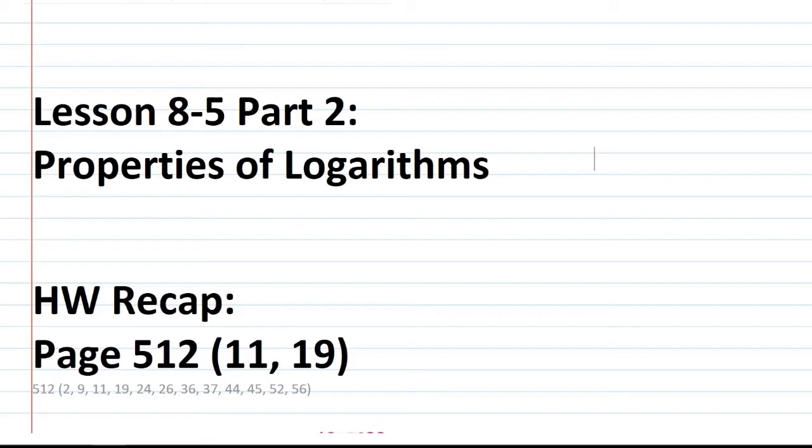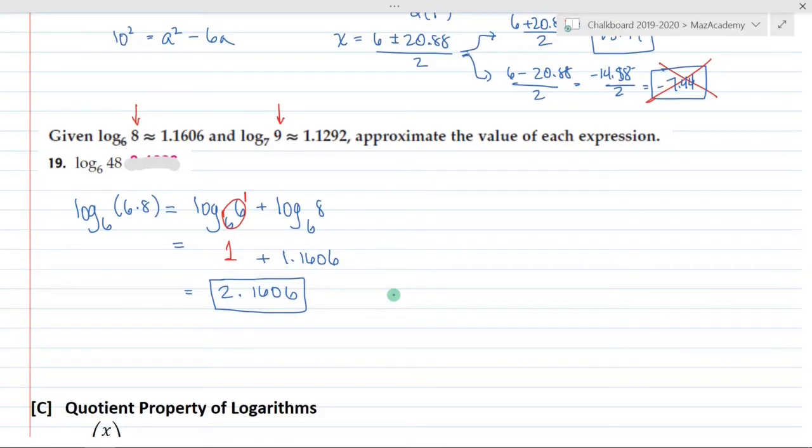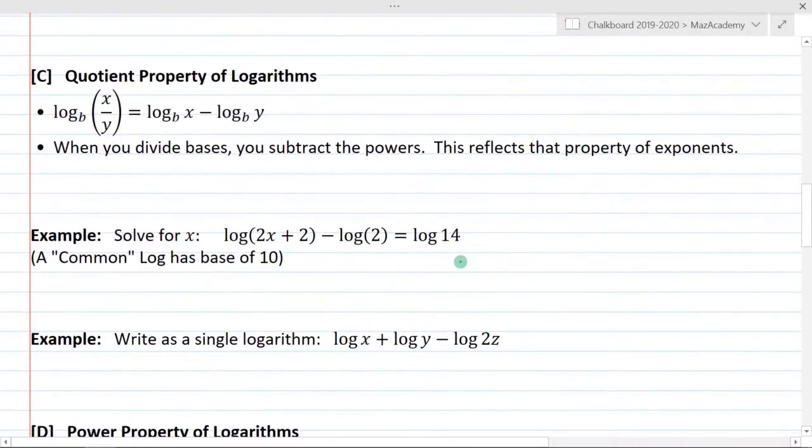Welcome back. Today we're going to do part 2 of properties of logarithms. Let's go on to the 2 new things that we're doing today. So the third property of logarithms is the quotient property of logarithms. We had the base property, we had the product property, product meaning multiplication, and now we have the quotient property, quotient meaning division.